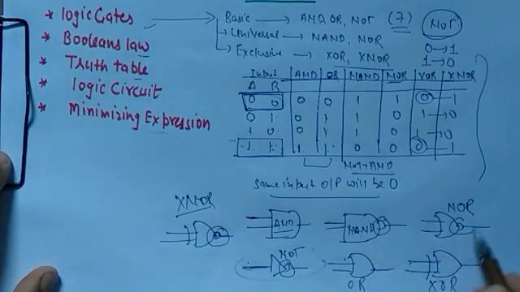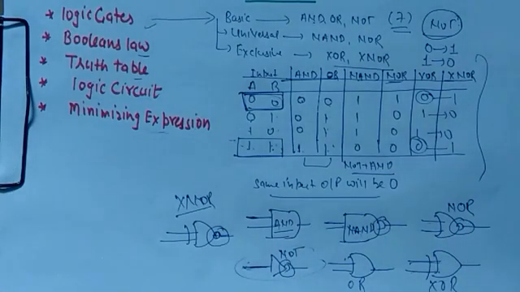Now one more thing: if you see that 0, that small circle, it represents the NOT. If you see that circle in front of any gate, it indicates that this is the NOT. So you can identify by this circle also.